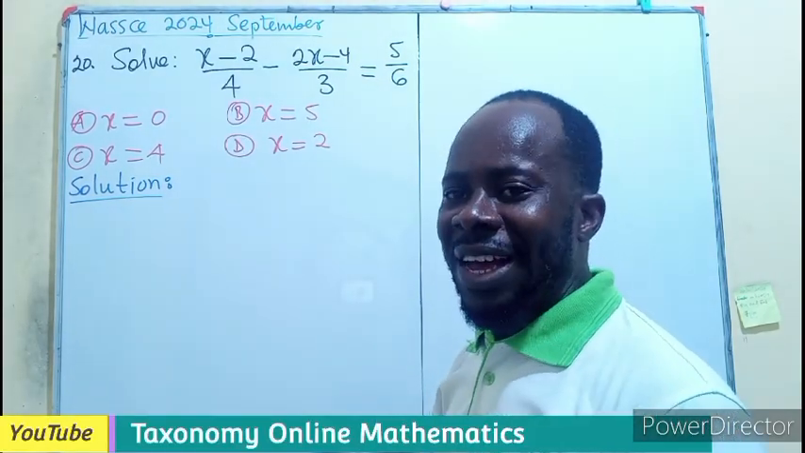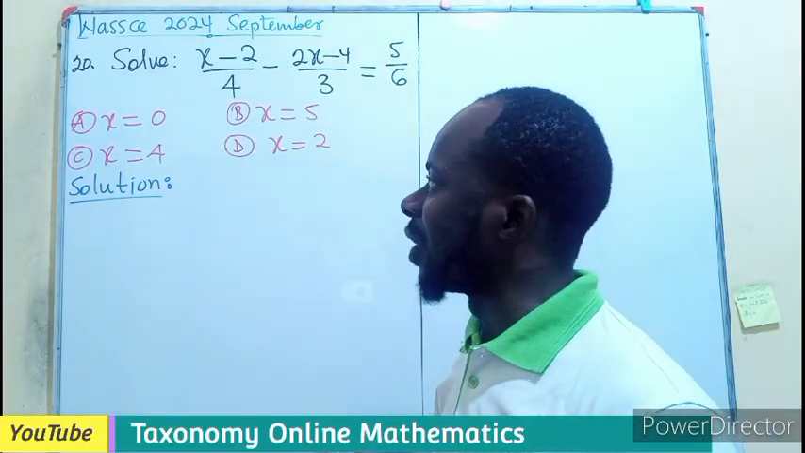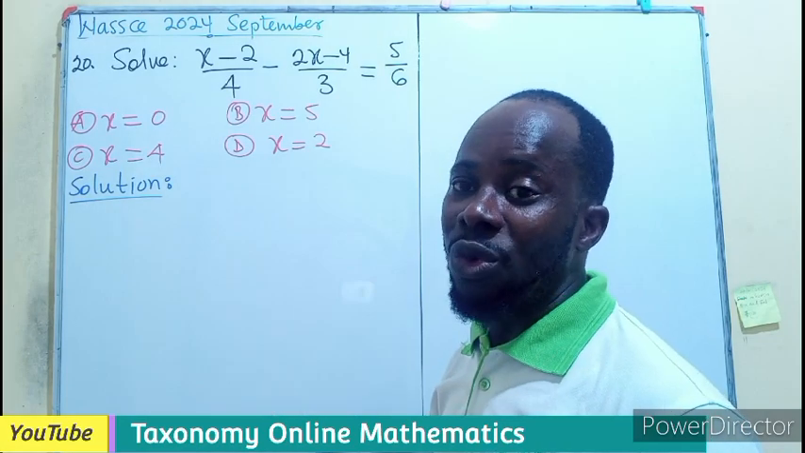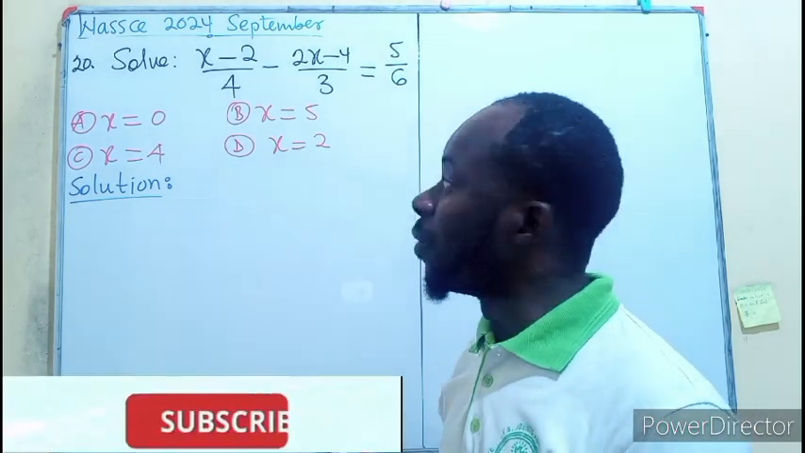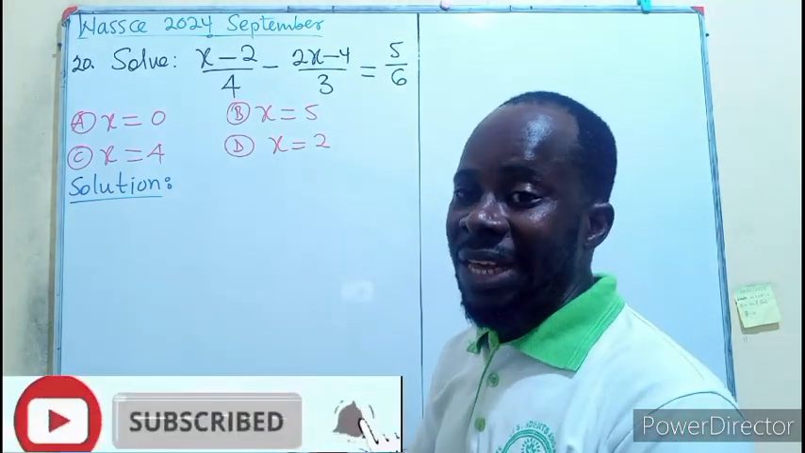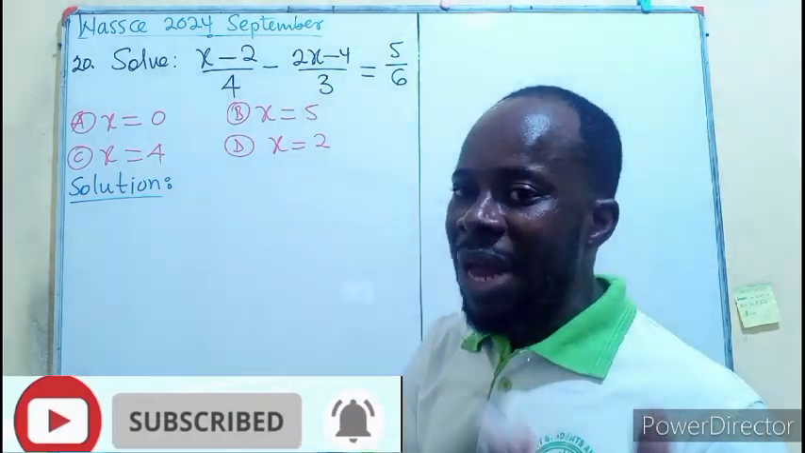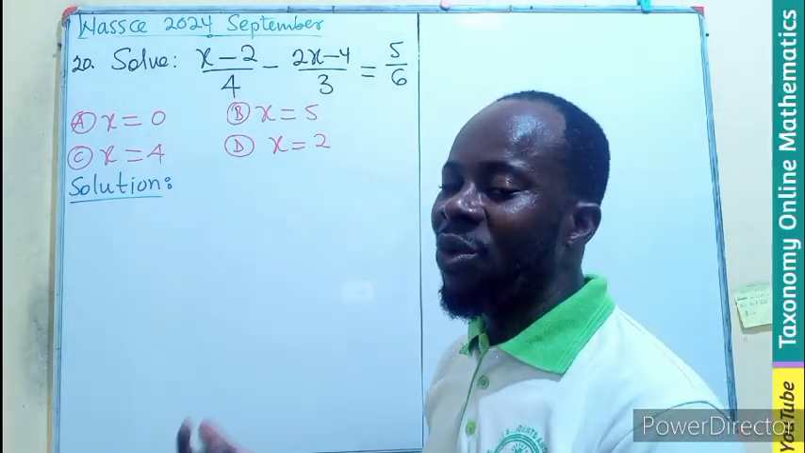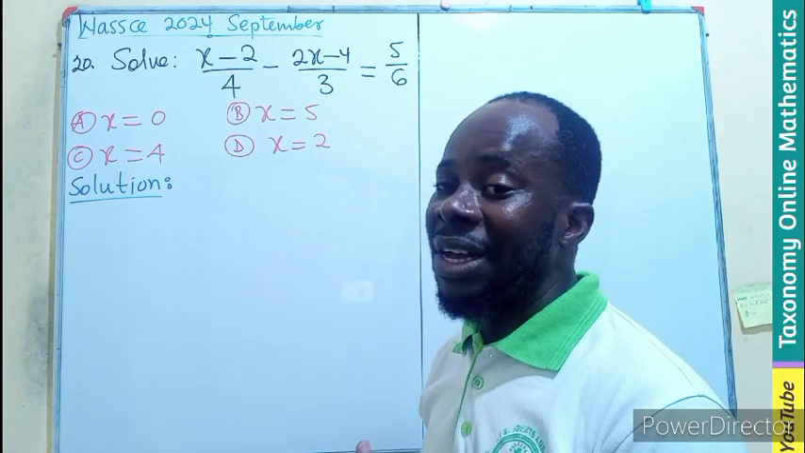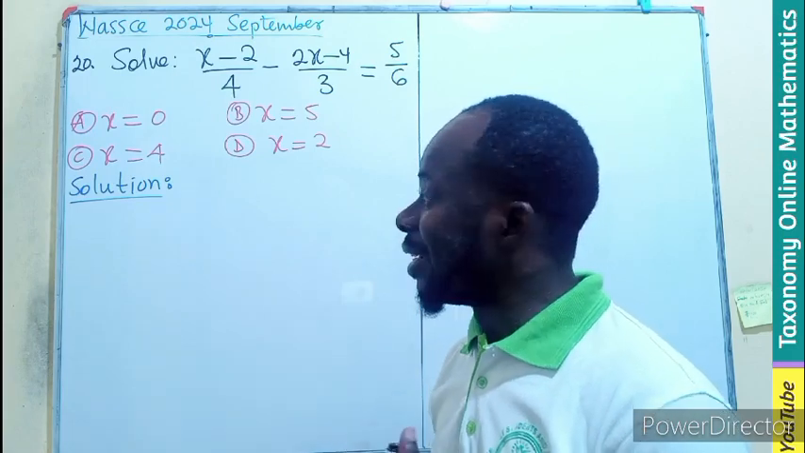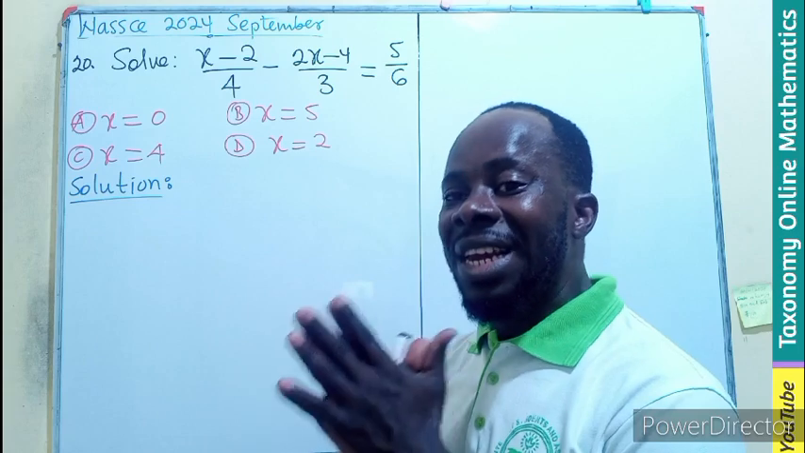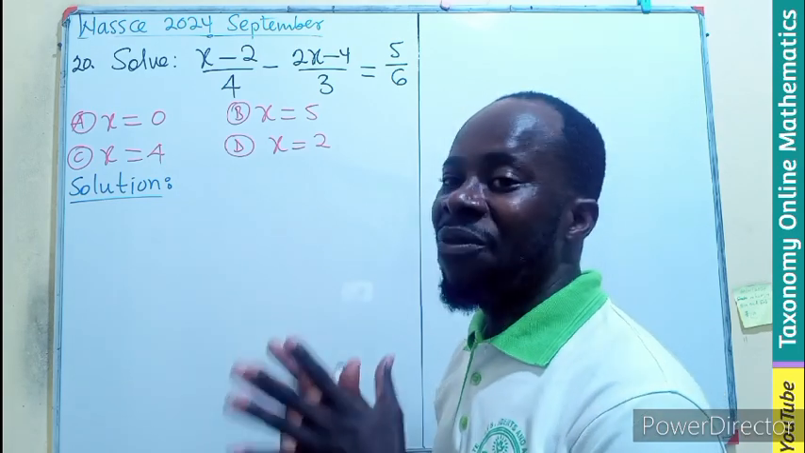Now, when we have linear equations that have fractions, the first thing we have to do is to find the LCM of those denominators of the fractions. Then we use the LCM to multiply each term of that equation to get rid of what? The fraction. That's the first thing to do when you are faced with what? A linear equation with a fraction.